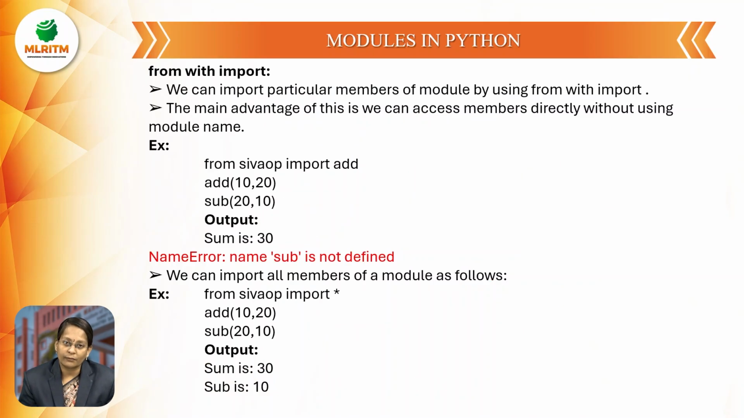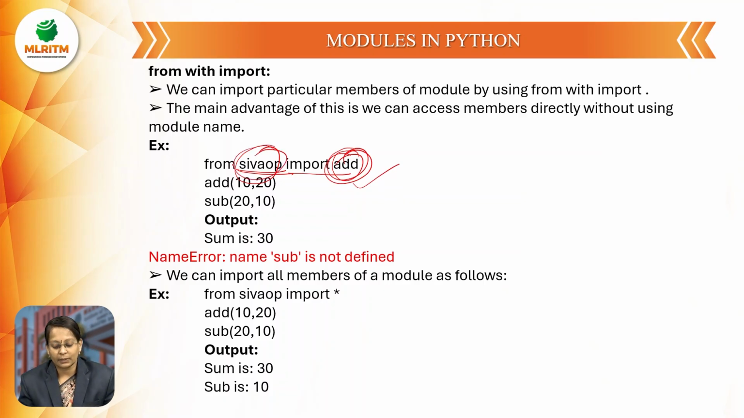Next, from ... import. We can import particular members of a module by using from ... import. The main advantage of this is that we can access members directly without using the module name. From shivaop import add. So shivaop is a module name, and add is a member of that module. shivaop is a file name, and add is a function name in that program. Here we are importing only add from the shivaop module.